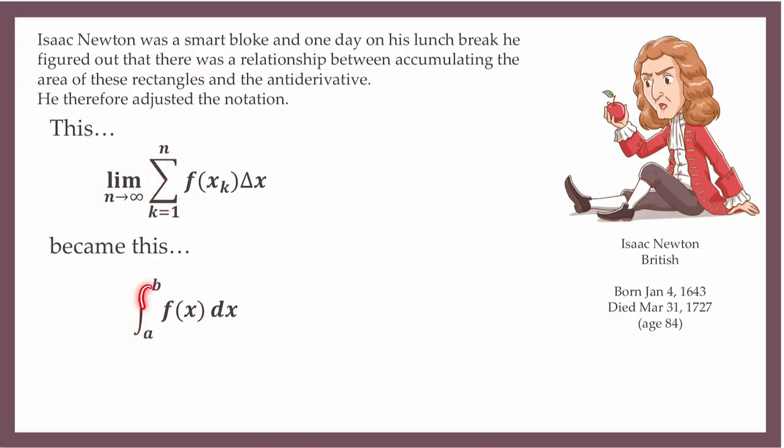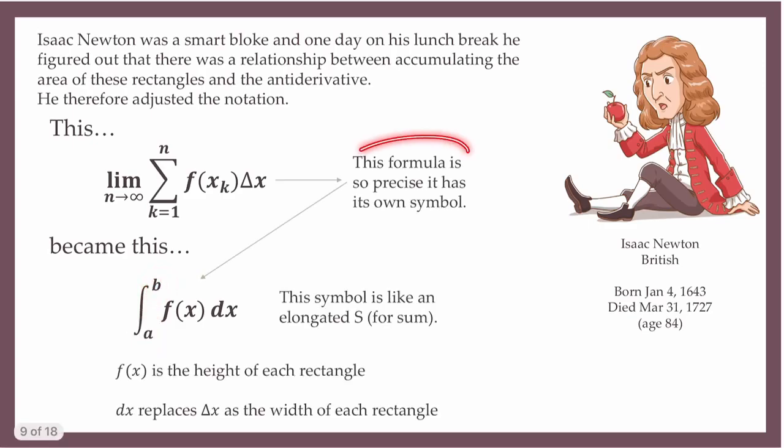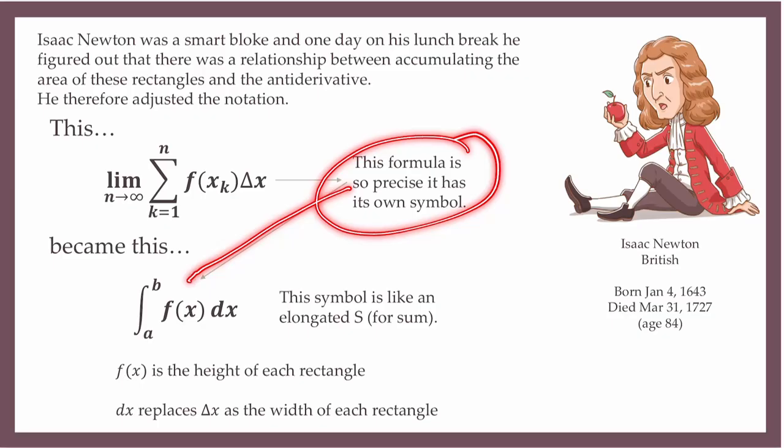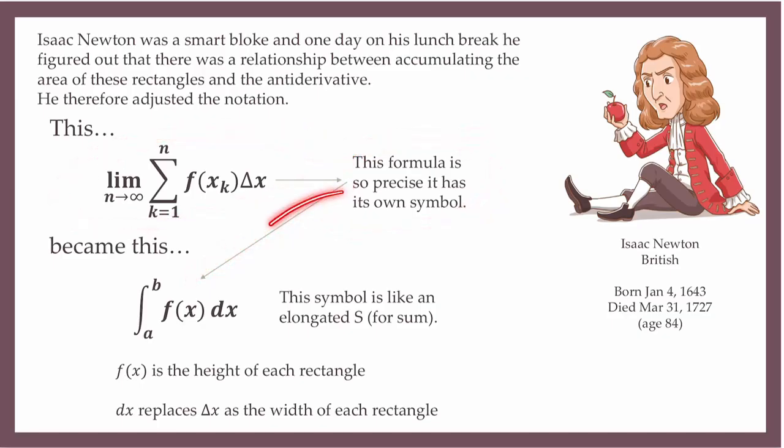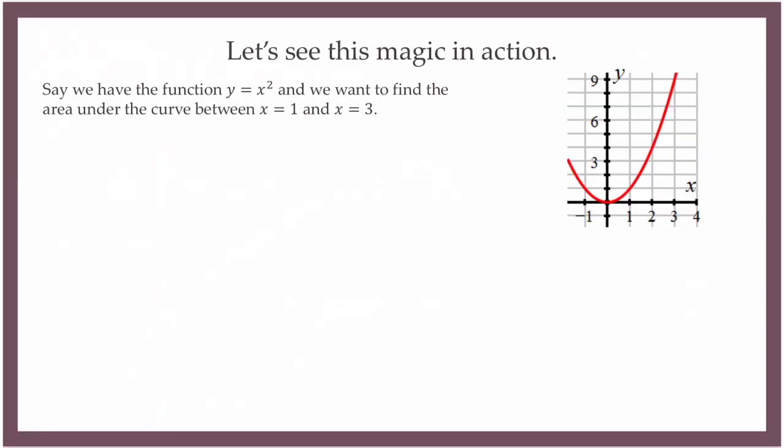So this is where you got your elongated s that we talked about when we learned antiderivatives. Your lower bound is a, your upper bound is b. This formula here with the limit of the sum is so precise that it gets its own symbol. Now again, f of x, that's going to be the height of each rectangle. So we're not using a subscript anymore. We're just going to call it f of x. That's the height of the rectangle. And then the delta x became dx as the width of each rectangle. Isn't that amazing? All right, let's see this magic in action.